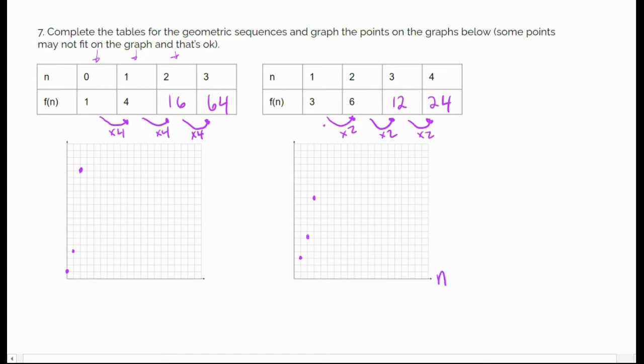So really what we're looking at is our x values are represented by n, or the inputs, and our y values are represented by f of n, or what comes out when we plug in a number. So there's our completed tables as well as our graphs. You notice these are not linear, because it's a geometric sequence, not arithmetic.